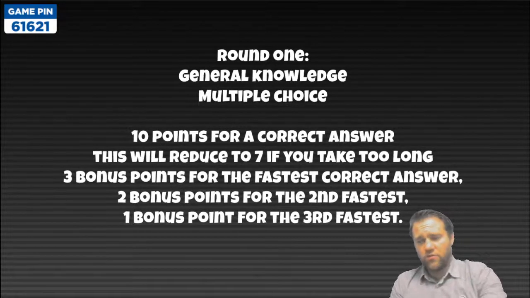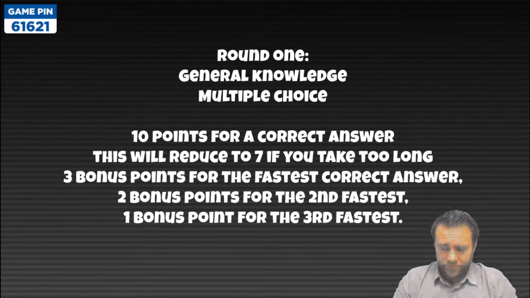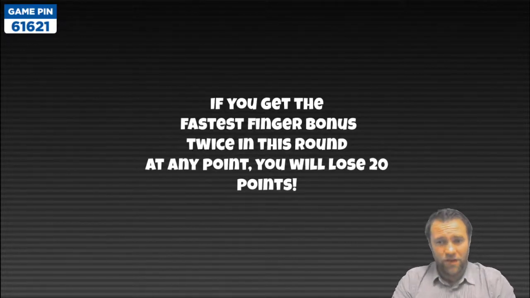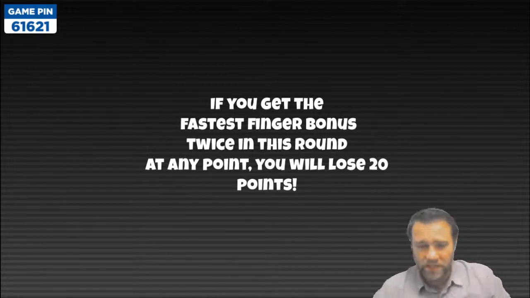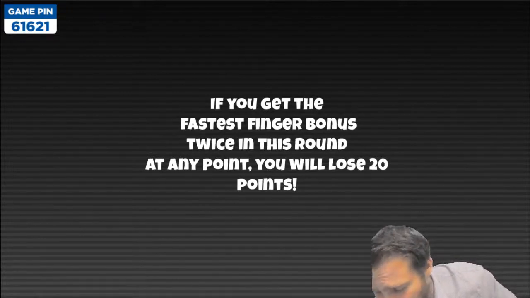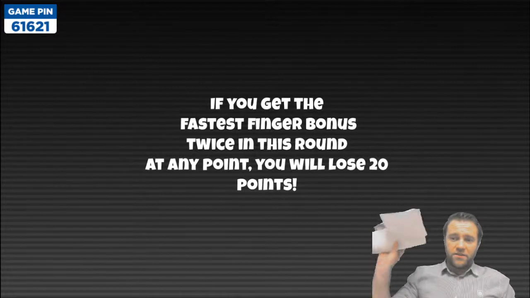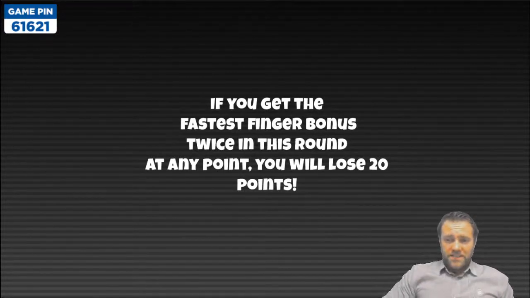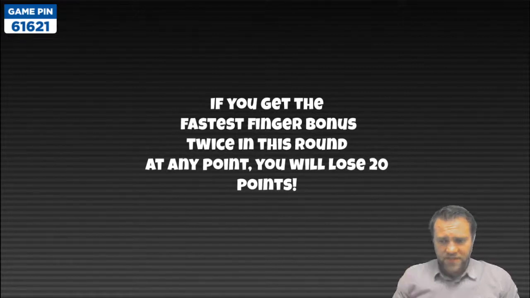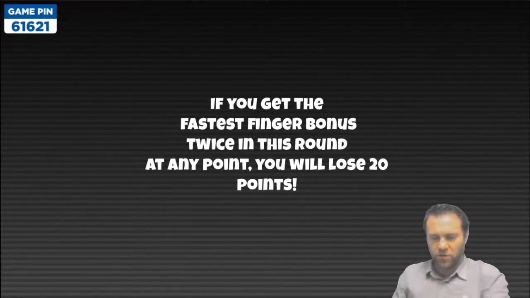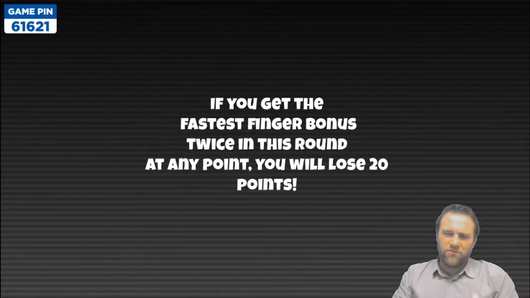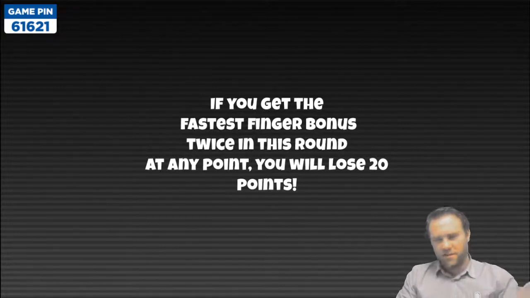So if you're a bit quick, you get a bit of extra points. Now, if you get the fastest finger bonus twice in this round at any point, you will lose 20 points. I'm doing that manually, so I've got my little pen and paper, and I'll write them down and keep track. If you double up on your fastest finger bonus, only for the first fastest, you can get second or third as many times as you want. But if you double up on your fastest finger, then you lose 20 points. It's kind of like Monopoly: roll 3 doubles and go to prison.